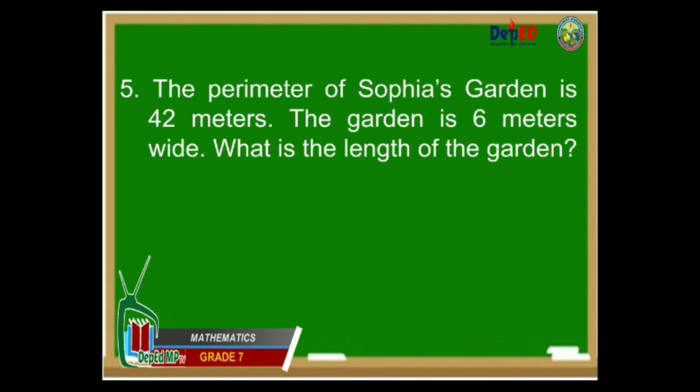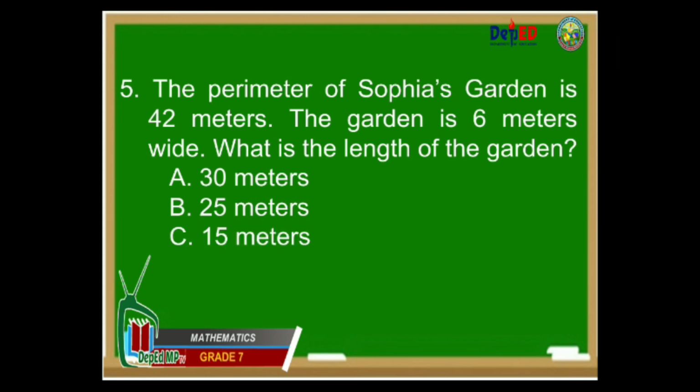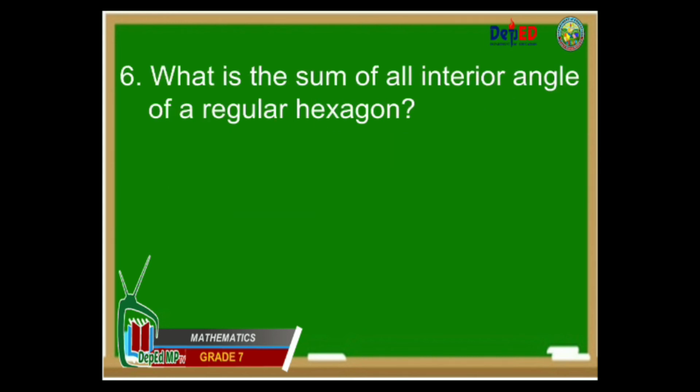Number 5. The perimeter of Sophia's garden is 42 meters. The garden is 6 meters wide. What is the length of the garden? Letter A, 30 meters. Letter B, 25 meters. Letter C, 15 meters. And letter D, 10 meters.